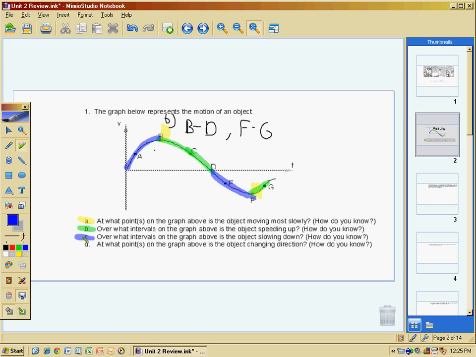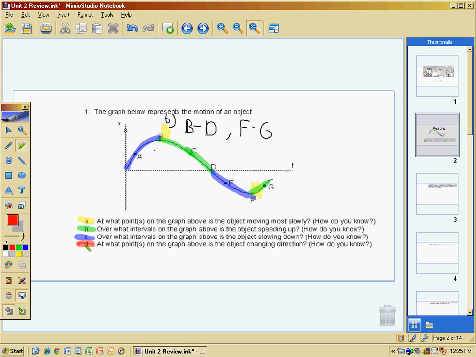Last, I'm running out of colors. Go red. At what point on the graph above is the object changing direction? Sorry, I was going to explain something completely different. That would be absolutely wrong. Okay. When are we changing directions?